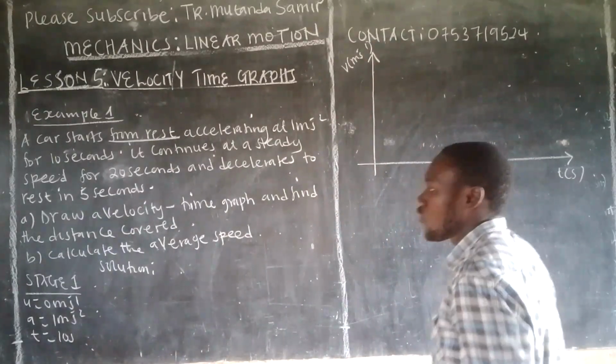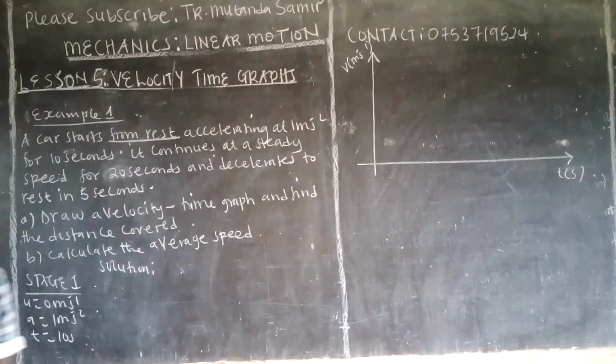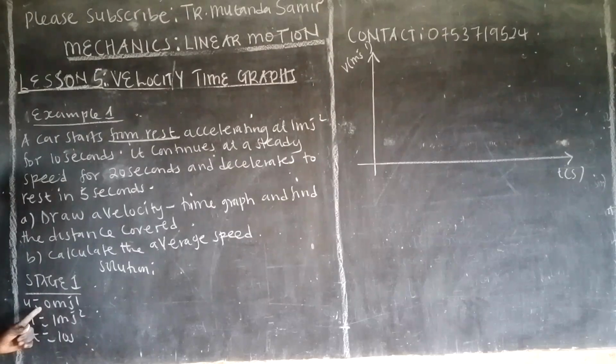Now I'm going to draw. Remember, this is stage 1. When you begin reading, that is always stage 1. The initial velocity is 0. The acceleration is 1 for 10 seconds, meaning that it was uniform. Whenever dealing with questions of linear motion, they must always have uniform acceleration regardless. So this was indirectly 1 meter per second squared for 10 seconds, meaning this is a uniform acceleration.